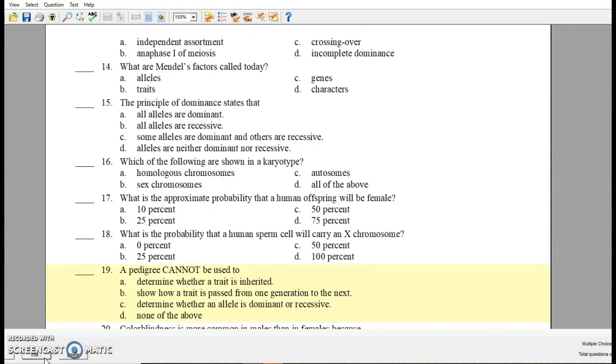19, a pedigree cannot be used to do what? You can use it to determine whether a trait is inherited. You can use it to show how a trait is passed from one generation to the next. You can use it to determine if it's dominant or recessive. So really, there's nothing there that you couldn't use it for, so D.